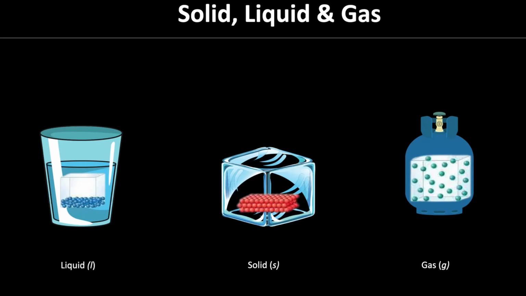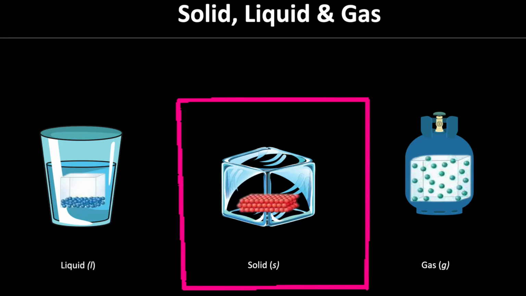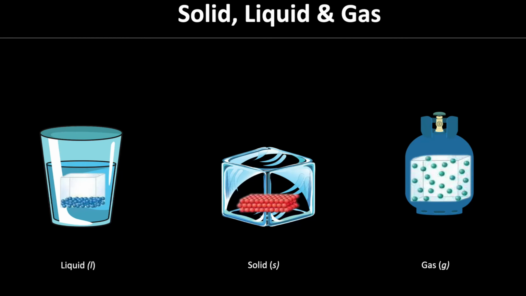Now, solid has a definite volume and shape. It's high density. It's incompressible. The molecules vibrate about fixed positions, so they're tight together, as you see in the picture. Think about when water is frozen. This is a picture of an ice cube, by the way, if you can't tell. When ice is frozen, the molecules are compacted together. They're close together. So that's a solid for you.